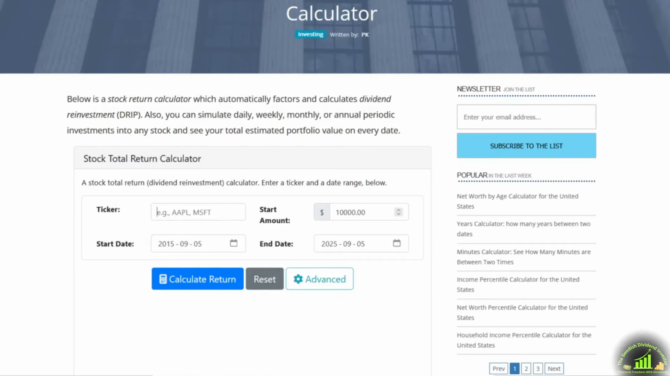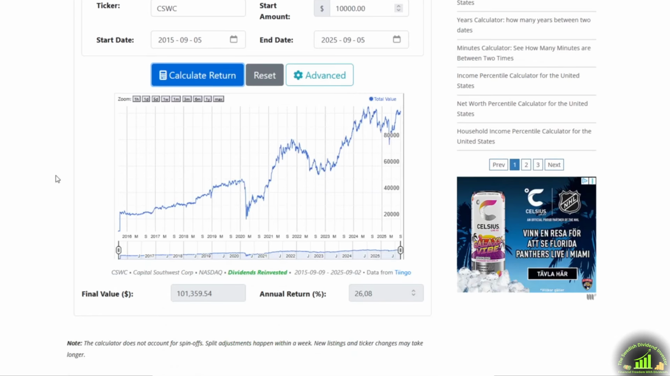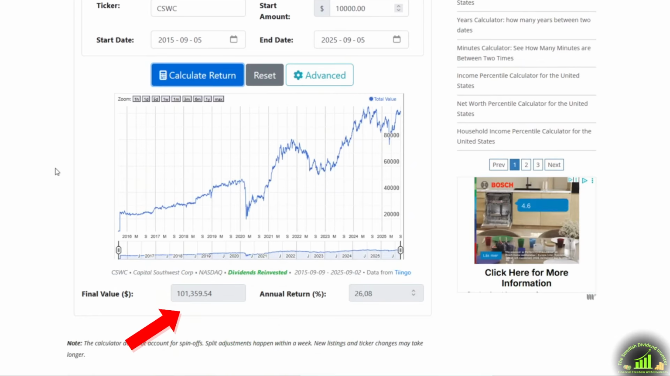Now for their performance. If you invested $10,000 on the 5th of September 2015 and reinvested until the 5th of September 2025, so 10 years, your $10,000 would be worth $101,359. That's an annual return of 26%. Absolutely mental. I know you guys know this, but past returns don't equate to future returns. So that's enough for Capital Southwest.